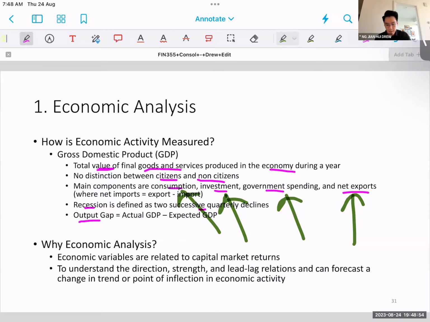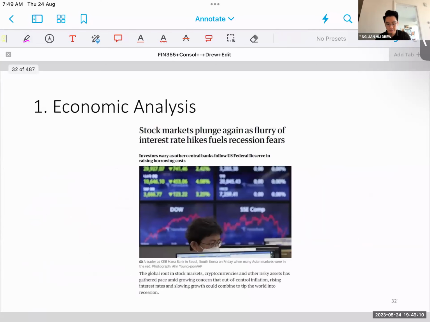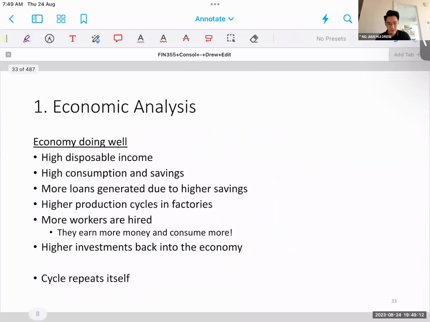All right, this part you can just have a look at. Basically, it's saying that economic analysis helps you determine how the capital market is functioning. It also allows you to give some relationships, so we'll look at some lead relations in a bit. I'll just skip over this.